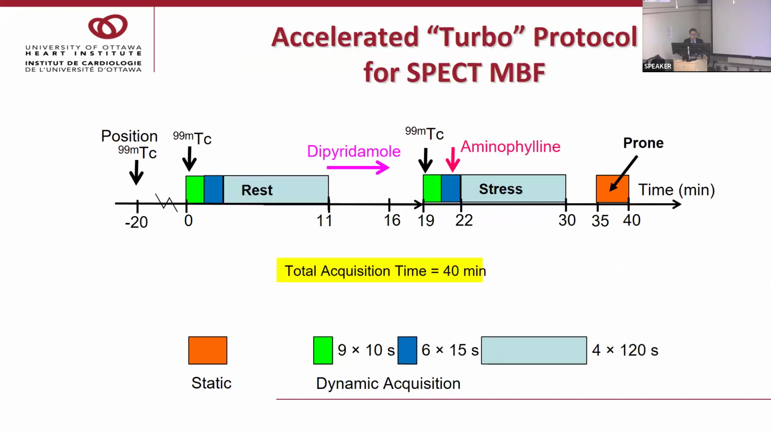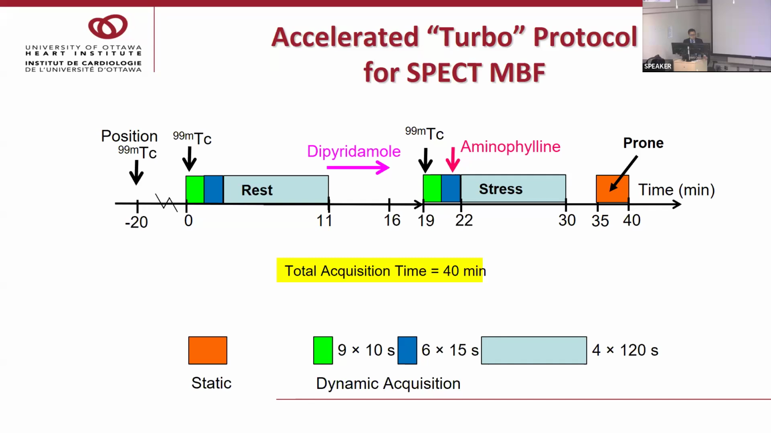In this context, we are working on developing a rapid protocol for SPECT MBF measurement. The protocol starts with a positioning dose of radiotracer and imaging, followed by a rest injection of radiotracer with dynamic imaging. This is followed by a dipyridamole stress test with radiotracer injection and dynamic imaging. Prone imaging can be added to assess attenuation artifacts.